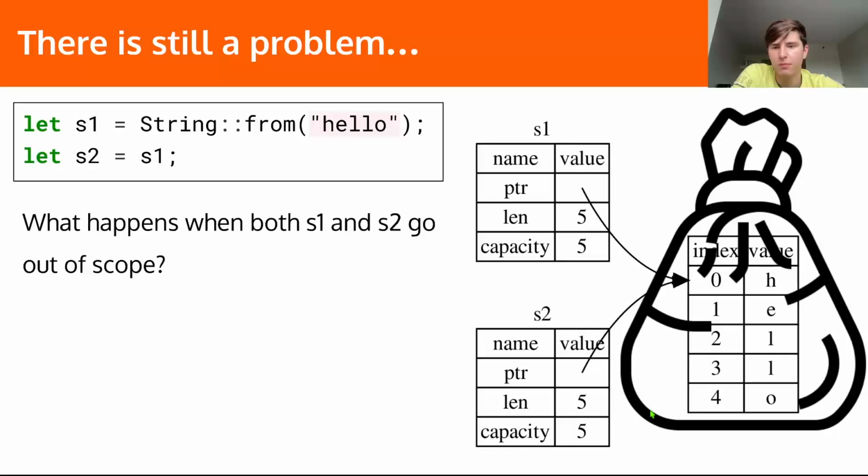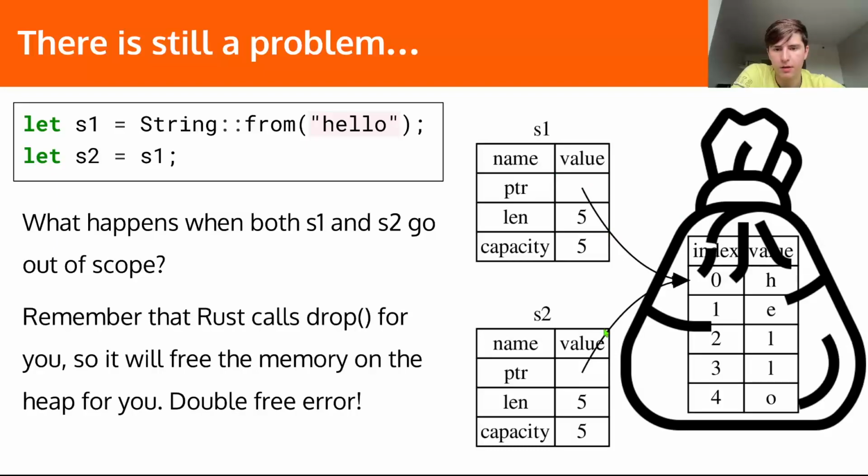This is still a problem though. What if they go out of scope? You drop one, and you drop the other, right? That means you'll free this pointer twice, which is a problem which we talked about earlier, which leads to undefined behavior.